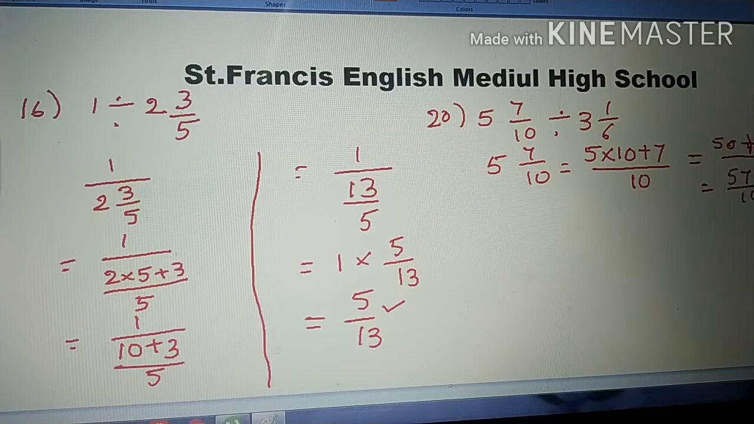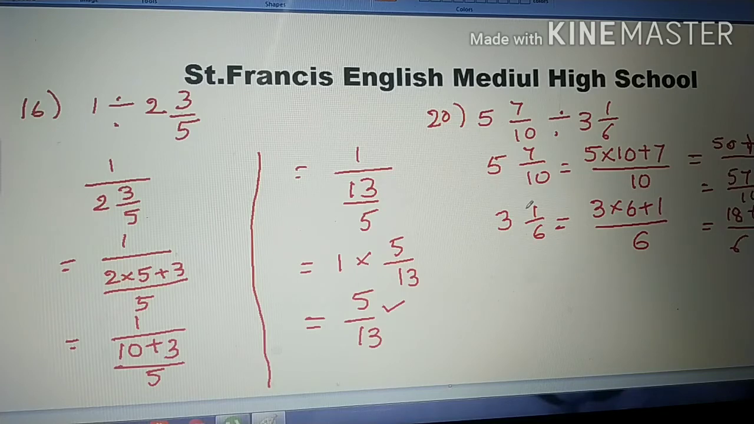57 divided by 10. Okay, so again another fraction here, 3 1 by 6. This also we convert into a mixed fraction: 3 into 6 plus the numerator, divided by 6. What you get here? 3 times 6 is 18, plus 1, by 6. Here we are converting into an improper fraction: integral part into denominator plus numerator, by denominator. Now what you get here? 19 by 6.